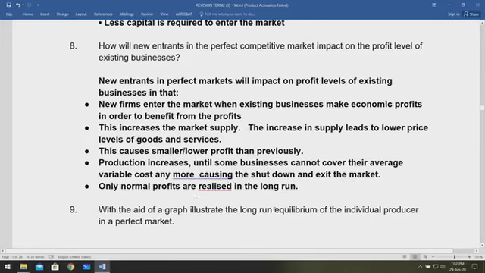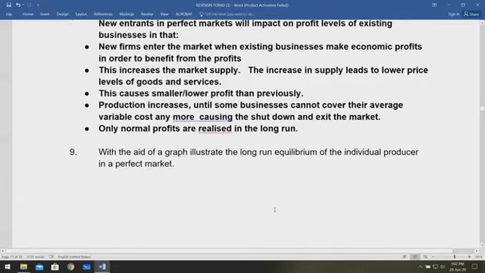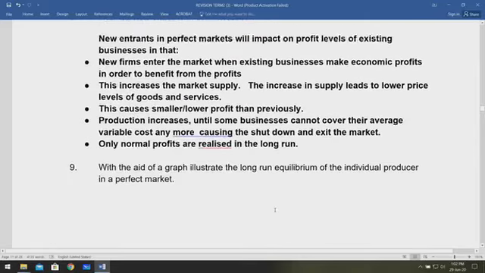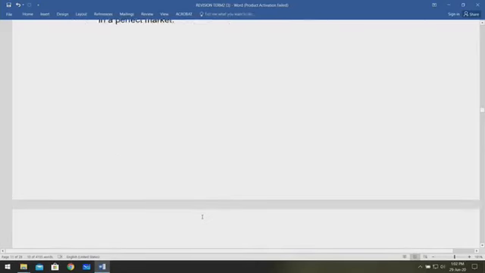Okay? Right. Question 9. With the aid of a graph, illustrate the long-run equilibrium of the individual producer in a perfect market. We just said now in point number 8, only normal profits are realized in the long run. So now the next question is asking you to illustrate the long-run equilibrium of the individual producer in a perfect market. So you need to draw a graph that represents normal profits.